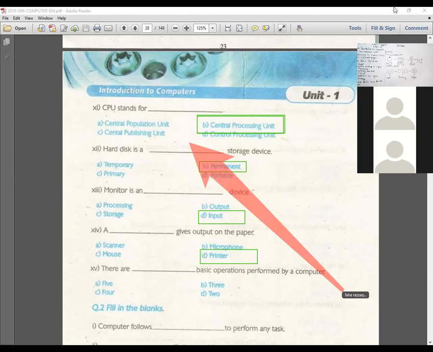Question number 15. There are dash basic operations performed by a computer. A, 5.